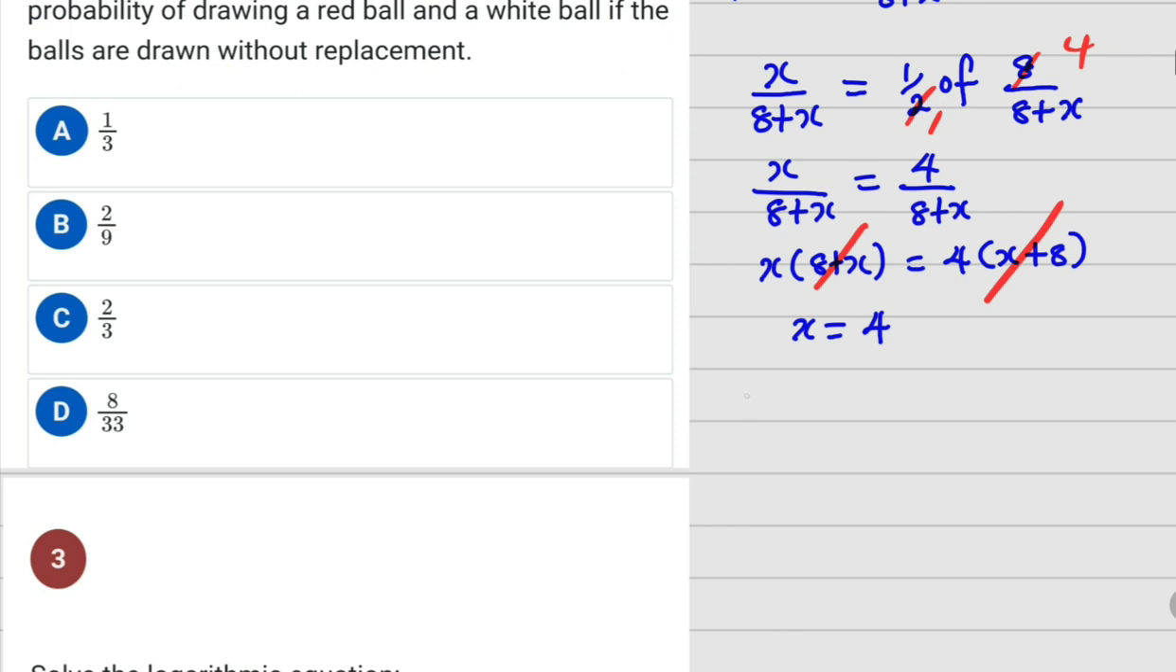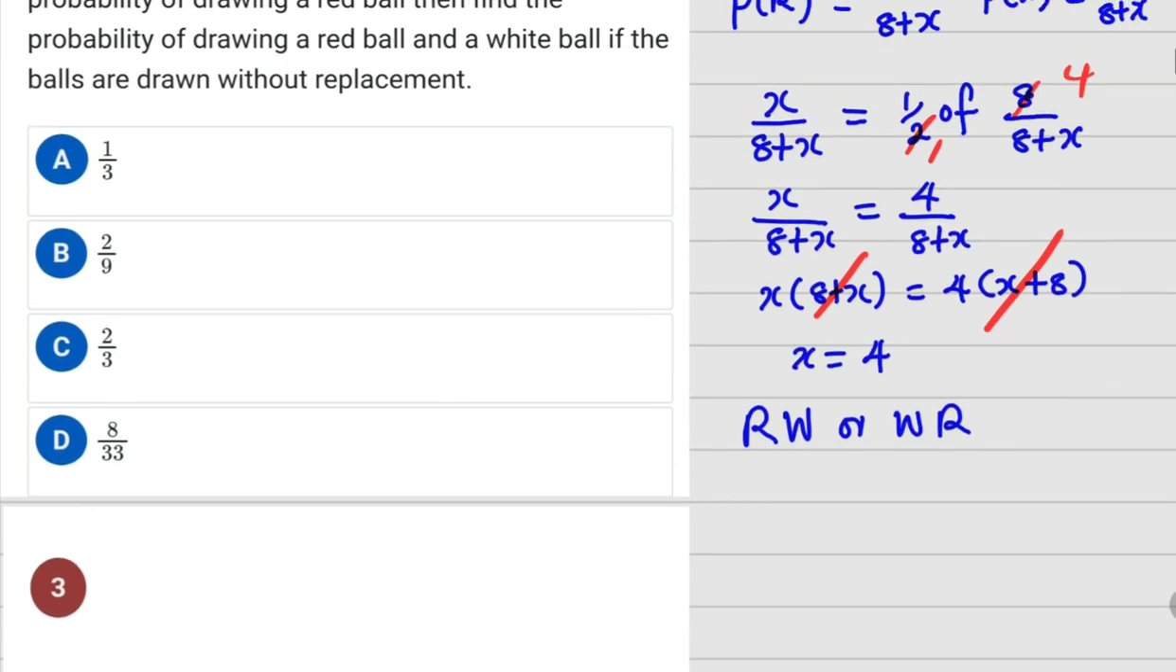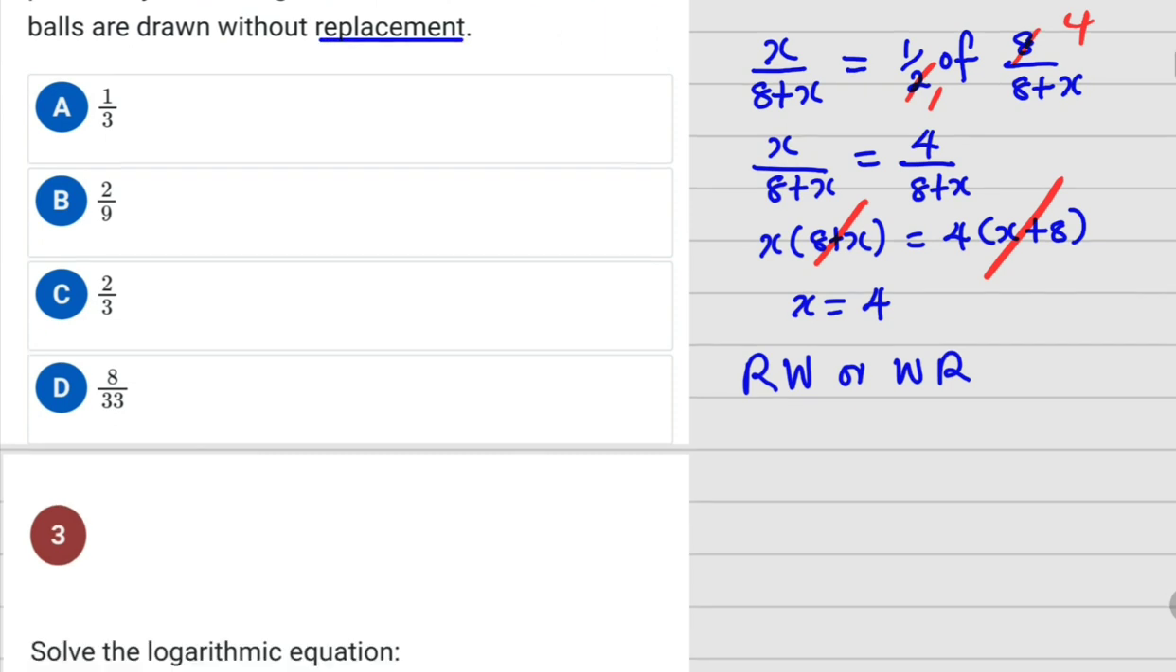So you can pick a red, then pick a white, or you can pick a white and pick a red. Secondly, recall it is stated that it's without what? Replacement, no replacement.